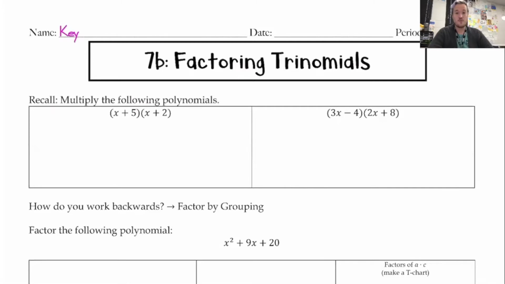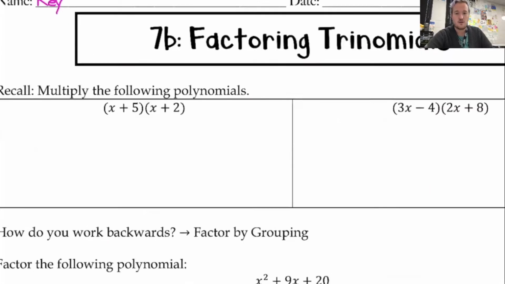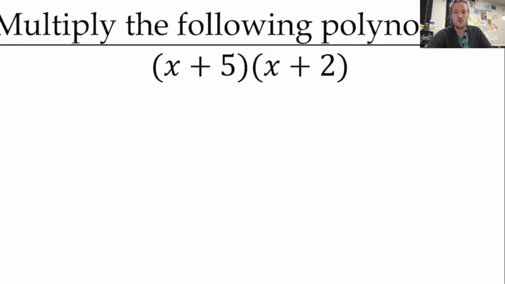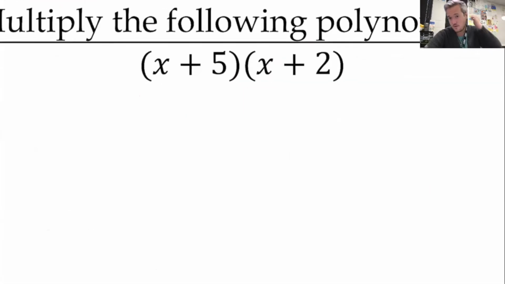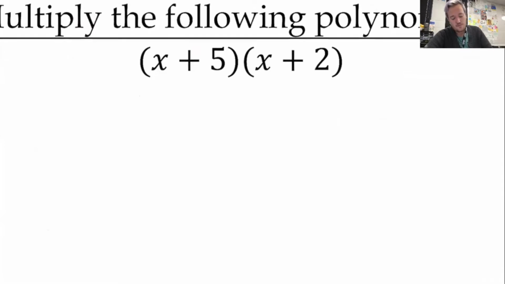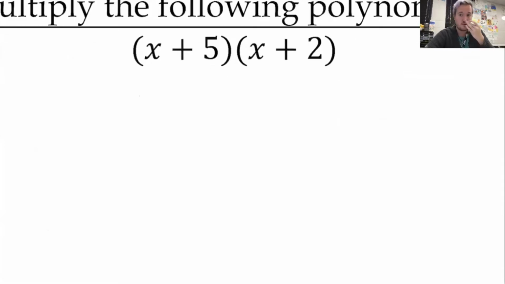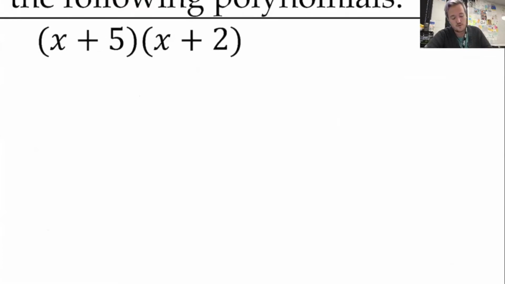All right, so for 7b, we're going to work on factoring trinomials. So just to recall and get an idea of what we're doing, we're going to start by actually multiplying two binomials. All right, so you have options. You can either do FOIL or you can do the box method. So for this first one, I'll do FOIL.